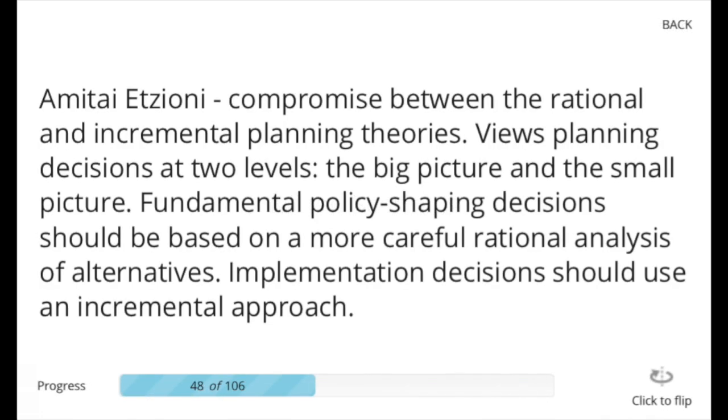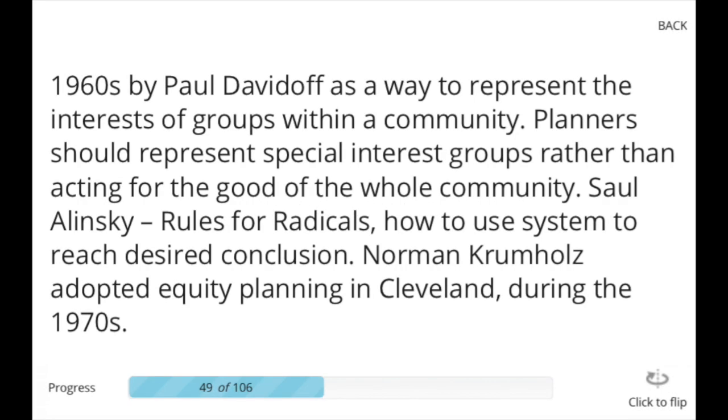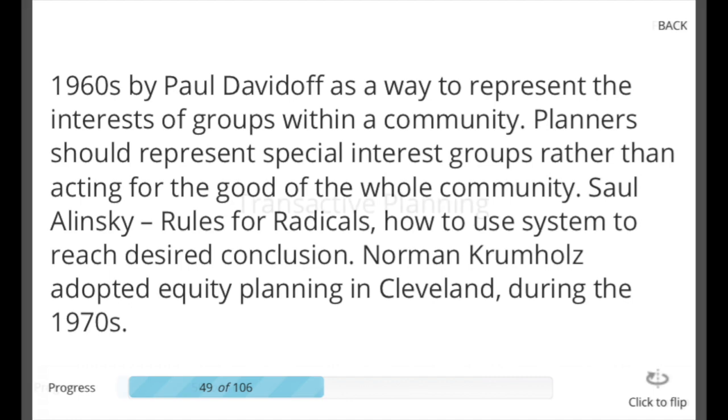Mixed scanning is brought to us by Amitai Etzioni, which is basically in between rational and incremental planning theories. So he kind of argues the fact that it's a clear-cut process. It really requires some careful, rational analysis. Advocacy Planning, 1960s, Paul Davidoff. This theory kind of puts the planners at the level of a mediator where they represent the special interest groups rather than kind of use their own brains, I guess, and keep in mind the good of the whole community. Yeah, great idea. So moving on.